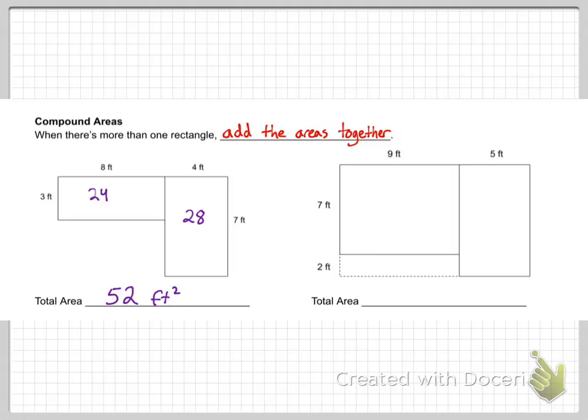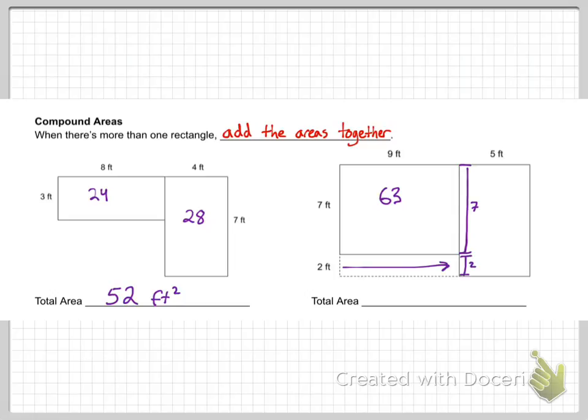Here on the right, there's another little trick that we use. Notice we know the dimensions of the rectangle on the left. 9 times 7, that's 63 square feet. But we don't know all the dimensions of the rectangle on the right, unless we do a little thinking. So since they're all rectangles there, we know that is 7 feet.